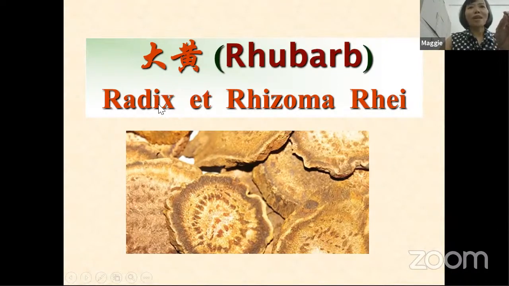The name is derived from rhizome. So this crude drug is rhubarb. Rhubarb roots have been used as a laxative for several millennia. Rhubarb also appears in medieval Arabic and European prescriptions.